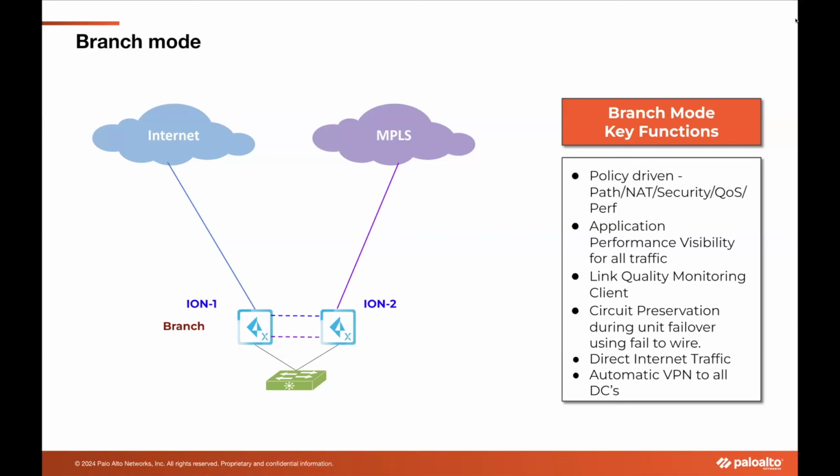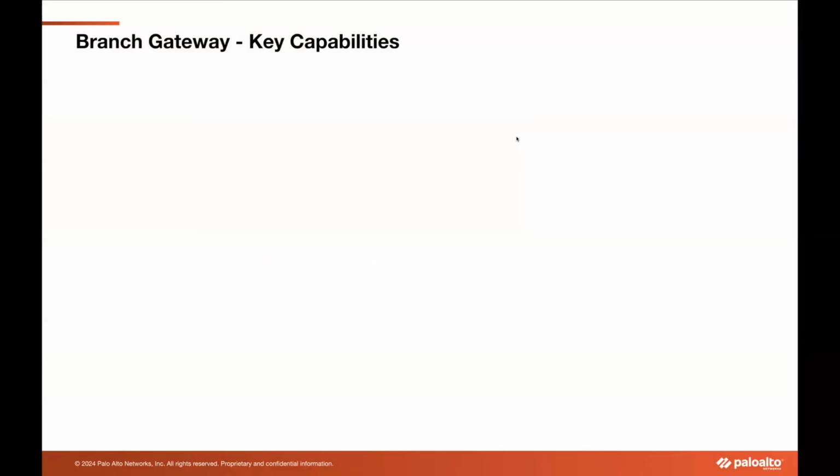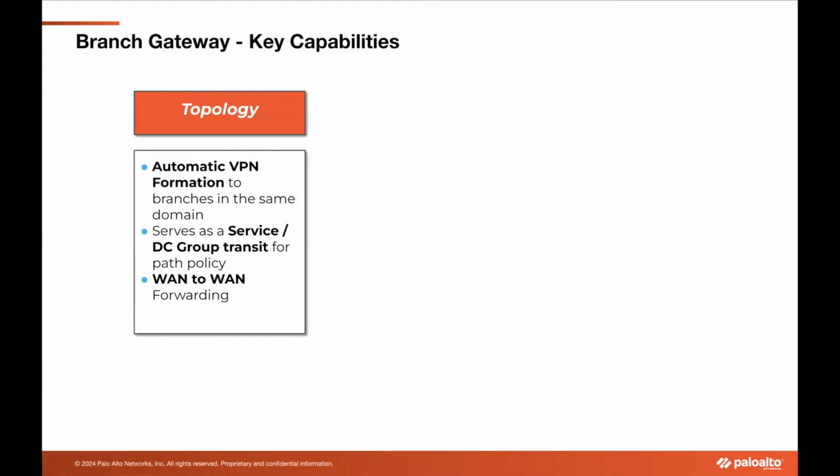Now, that brings us to the topic of today, which is branch gateway mode, which is really a new operating mode that we've introduced this summer. And if you think about three key areas that we're introducing here, that we're bringing things together. So branch gateway is simply a mode that you put a branch into that gives it a lot of the same capabilities as a hub and all the same capabilities as a branch.